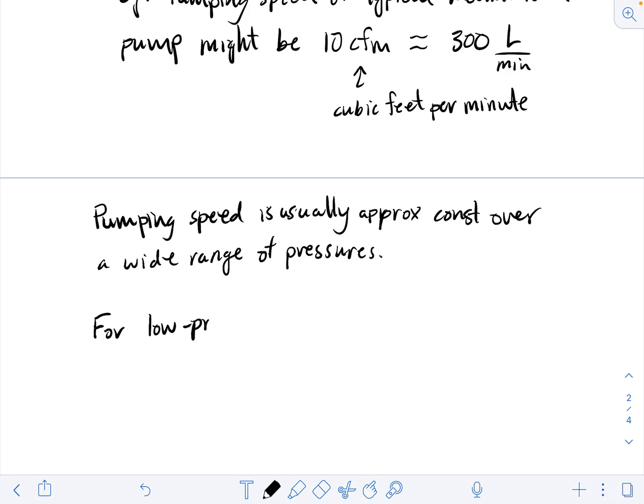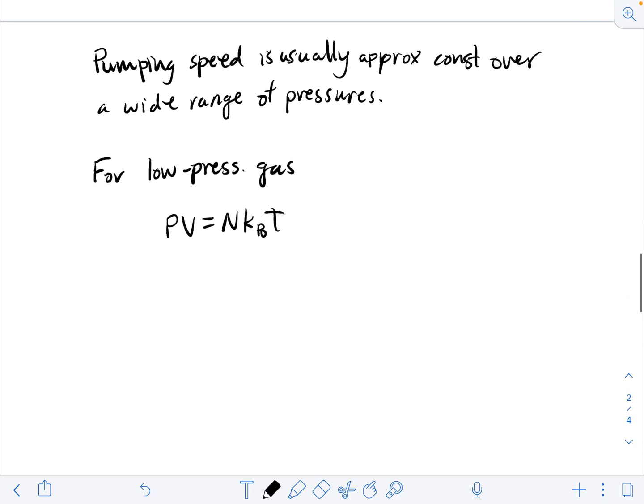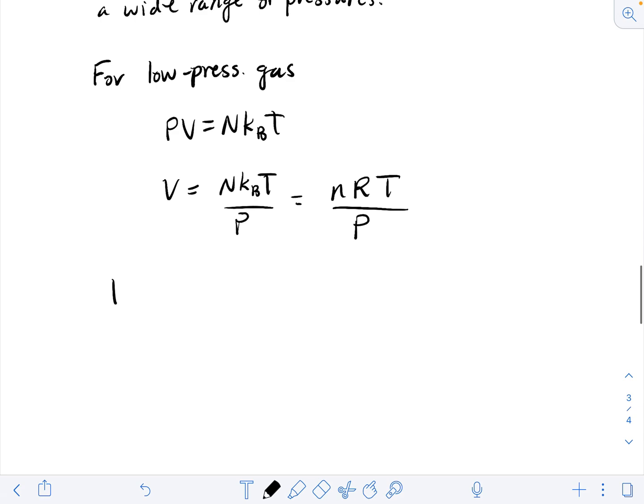Okay, so for a low pressure gas, we can make use of the ideal gas law. So now we imagine we've turned our pump on, the vapor pressure is low, and the ideal gas law is a good approximation. So it's N k_B T over P is the volume. In terms of molar quantities, or the number of moles n, we could write it as little n RT over P, where R is the gas constant.